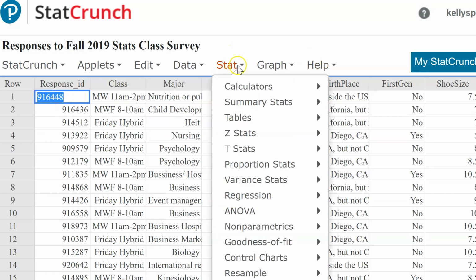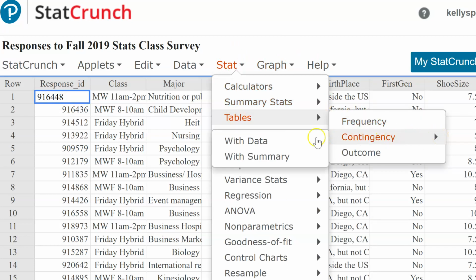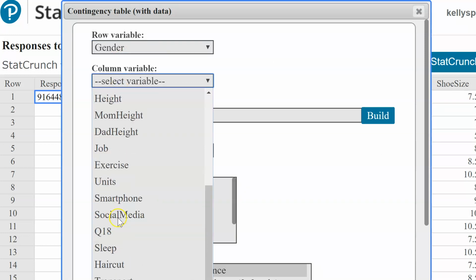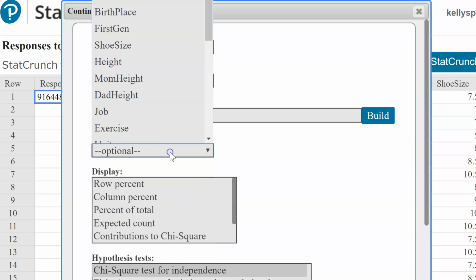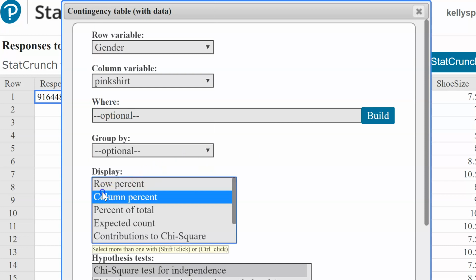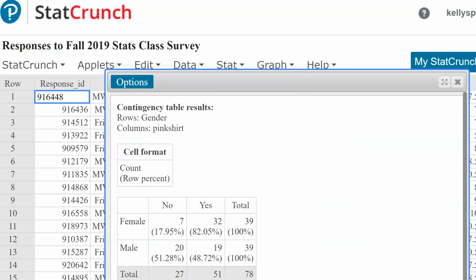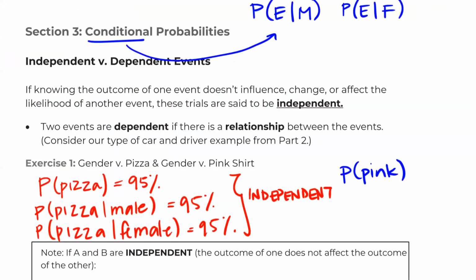Cool. So no names. Again, I'm going to make a table: contingency with data. And I'm going to look at gender versus whether or not people own a pink shirt, which is finally there. And I'll do row percent. Compute. All right, so you can see here, for everyone overall, the total who own a pink shirt is about 65%. So I'm going to put that down in my lecture notes: probability of pink shirt for all of my students was 65%.